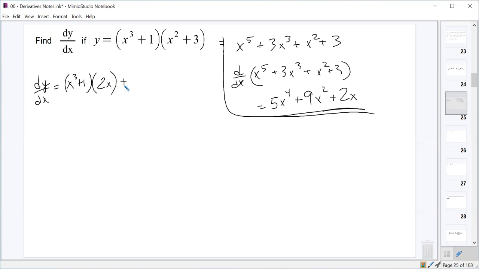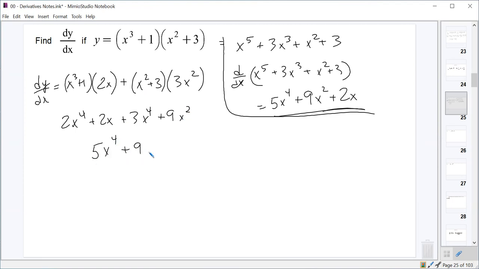And then it says we should take x squared plus 3, the second function, and multiply it by the derivative of the first function. Okay? And if we go through and distribute this out, we'll end up with 2x to the 4th plus 2x plus 3x to the 4th plus 9x squared. And when you combine that together, you get 5x to the 4th plus 9x squared plus 2x. Exactly the same as what we got if we just distributed to begin with and used the power rule.